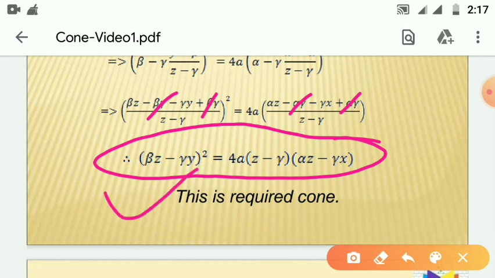This is the procedure we have to follow to find the equation of a cone when the vertex of the cone and the base curve are given.